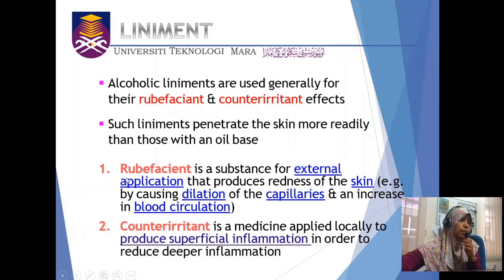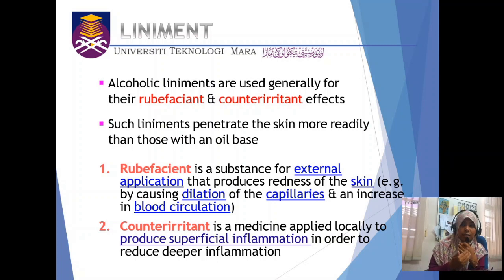So the first one is rubefaction. It's a substance for external application that produces redness. So when I say rubefaction, you can remember redness of the skin. Okay, so what happens is that this substance will cause dilation of capillaries and increase blood circulation.